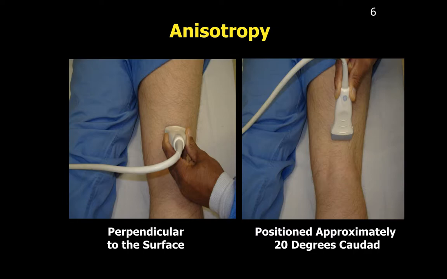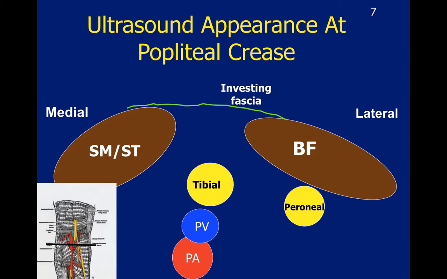This slide compares the position of the transducer when it is held perpendicular to the leg on the left and when the transducer is angled slightly caudad on the right. This is a diagram of the ultrasound image produced with the transducer at the level of the popliteal crease, as shown in the inset drawing. Note the positions of the popliteal vein and tibial nerve relative to the popliteal artery. The peroneal nerve is considerably more lateral and deep to the biceps femoris muscle.